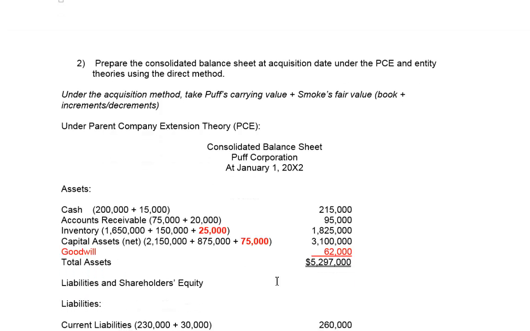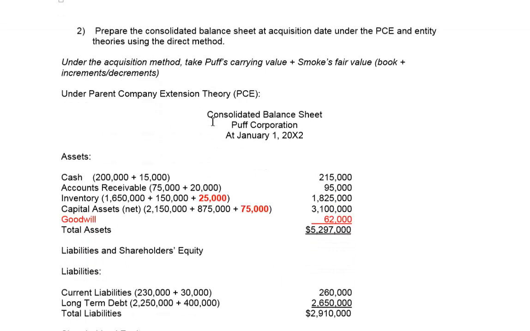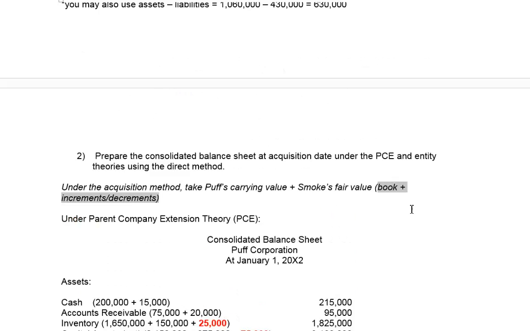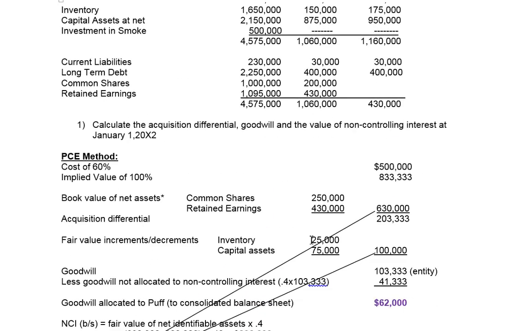So, if we did that, you have to remember that regardless of whether we're using PCE or entity theory, we follow the acquisition method under IFRS. And that means that when you're preparing the consolidated balance sheet, the parent prepares it by taking its carrying values from its balance sheet and adding to it the sub's fair values, which is basically the book value plus any increments and decrements that were assessed on the sub's assets and liabilities. And we already know we had two increments. We had an increment for inventory and an increment for the capital assets, right? So we already know that.